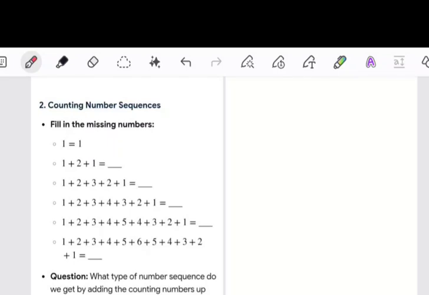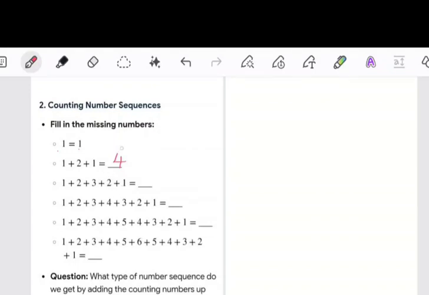Observe this pattern. See, the numbers increase and then decrease. Here 1 equals 1. 1 plus 2 plus 1, that is 4. Then 1 plus 2 plus 3, first increase, then decrease, 2 plus 1.